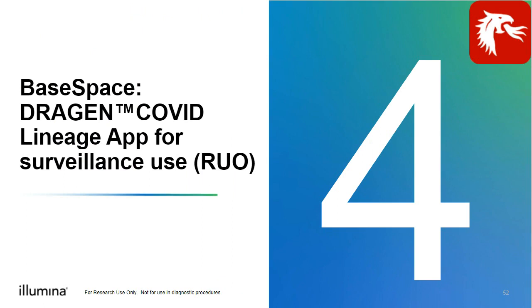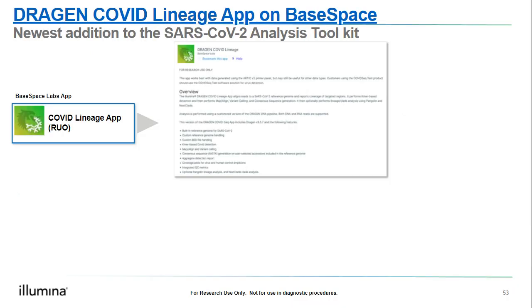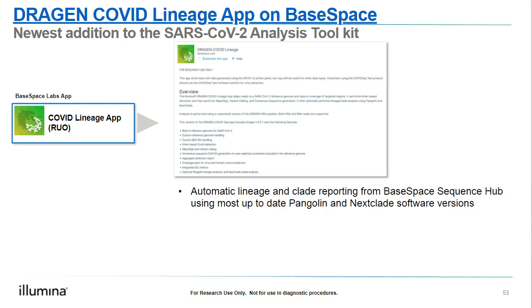Lastly, I want to talk about the DRAGEN COVID Lineage App for surveillance use. The DRAGEN COVID Lineage App is our newest addition to the SARS-CoV-2 data analysis toolkit that we have on BaseSpace. This is similar to the COVIDSeq test developed by Illumina, if you're familiar with the DRAGEN COVIDSeq test pipeline. However, the COVIDSeq app is used for COVID detection, and this COVID Lineage app is dedicated to surveillance. So this app focuses on reporting the lineage and clade for SARS-CoV-2 using the most up-to-date Pangolin and Nextclade software versions.